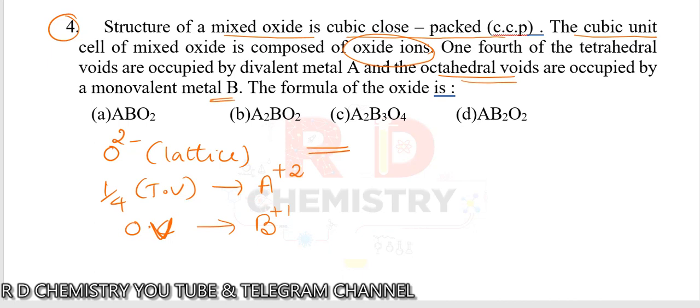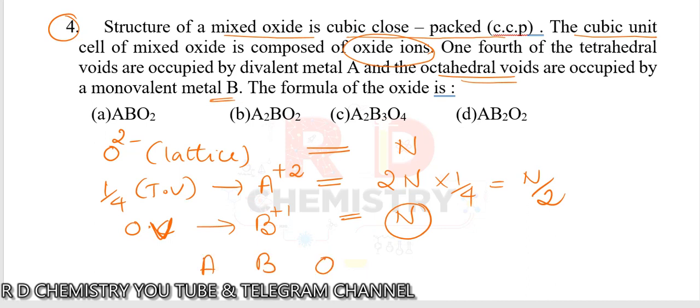If any element is forming the lattice, let the number of those elements forming the lattice be equal to n. How many tetrahedral voids are there? Double the number of tetrahedral voids. How many octahedral voids are there? Same number. But how much occupied in the tetrahedral void? Only 1 by 4th of that one. Therefore, it is equal to n by 2 times. Whereas all the octahedral voids are occupied by B, so it is n itself. So when I take the ratio A, B and O, A will be n by 2 times, B will be n times, and oxide is n times. So it is n by 2 is to n is to n.